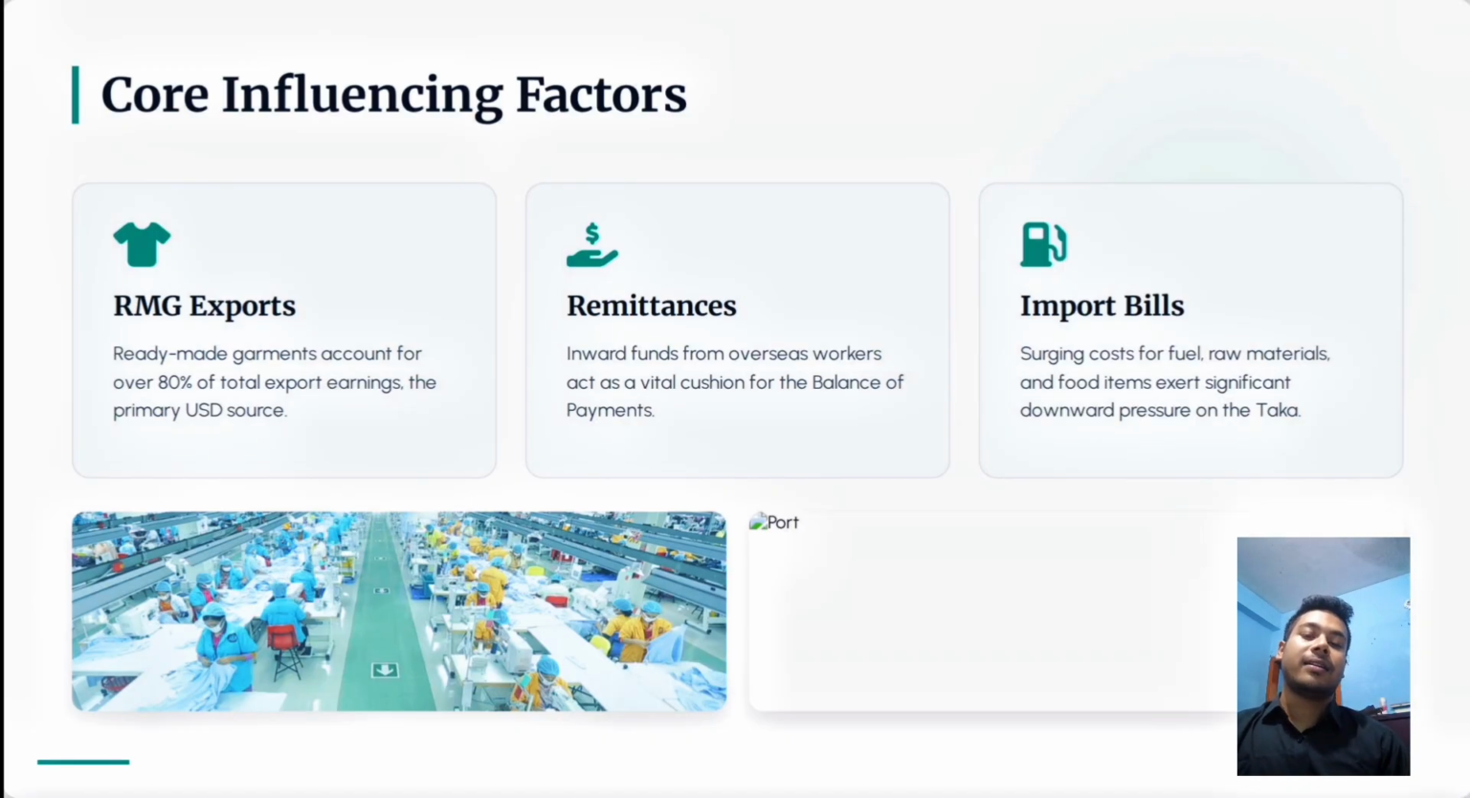And finally, import bills. The surging cost of fuel, raw materials, and food items exerts significant downward pressure on the taka. Basically, this is the amount that we pay to overseas countries for necessary items like fuel, raw materials, and medicine, which are very crucial for our country.